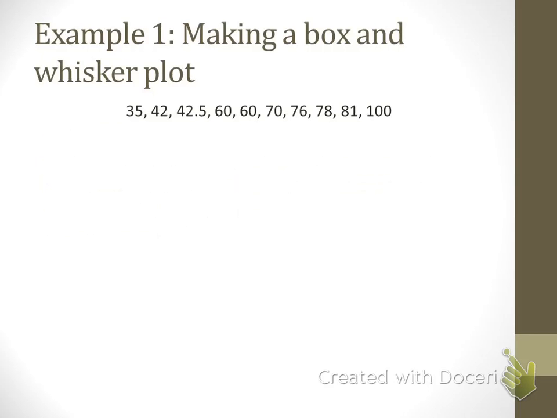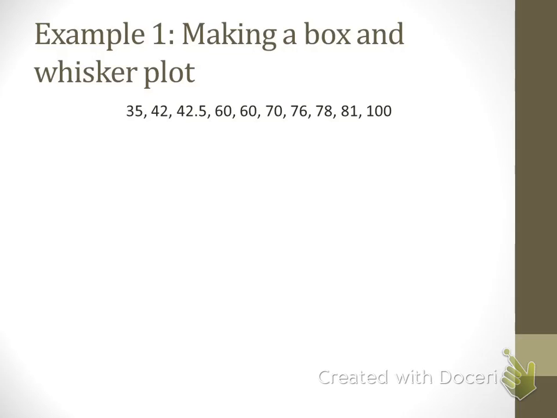Okay, so in example 1, I'm given this data set. I've got 35, 42, 42.5, 60, 60, 70, 70, 76, 78, 81, and 100. The first question I ask myself when I look at a data set is: are the numbers in order, least to greatest? Yes, they are. So since they're already in order, I can just write them down as is. Take a minute to write these numbers down, and then we'll move forward.